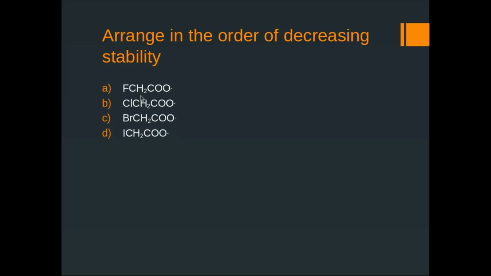This is one. First of all, fluoroacetate, chloroacetate, bromoacetate, iodoacetate. So you have to arrange them in order of decreasing stability. Okay. So now remember the minus I order which I have just shown you. So remember it and try to answer. I am giving you some time.